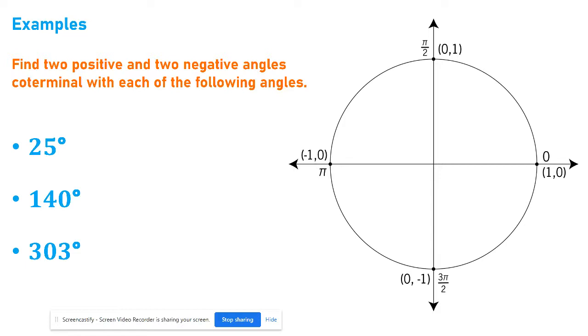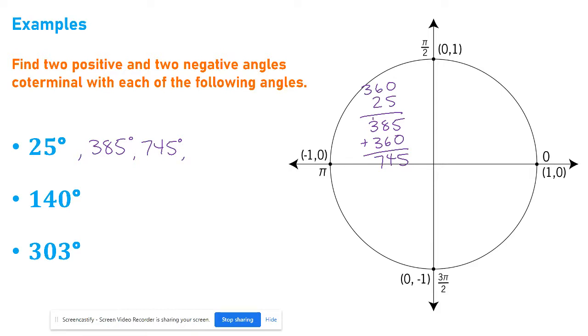So a few more examples here. This is what your assignment is going to look like. It says find 2 positive and 2 negative angles that are coterminal with each of the following angles. All you need to do, and I don't think we're going to do all 3 examples because I think you'll get the point, is start with the angle they give you, so 25. Add 360 to it. That gives you one coterminal angle, 385 degrees. Then add 360 again, and that gives you another positive coterminal angle, 745 degrees.